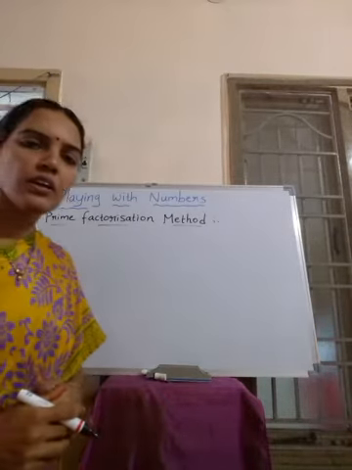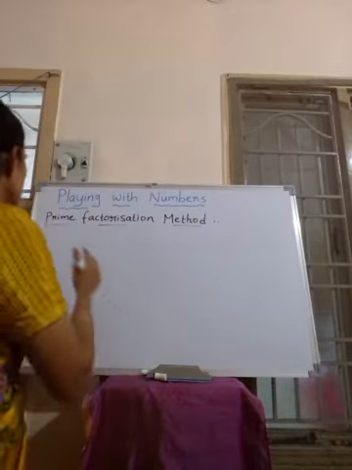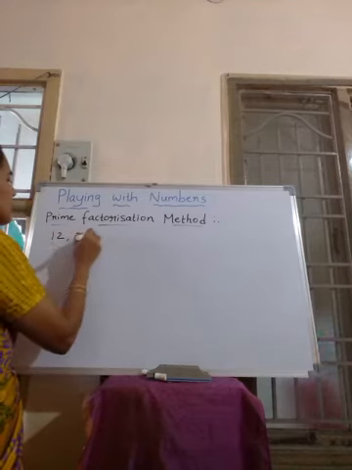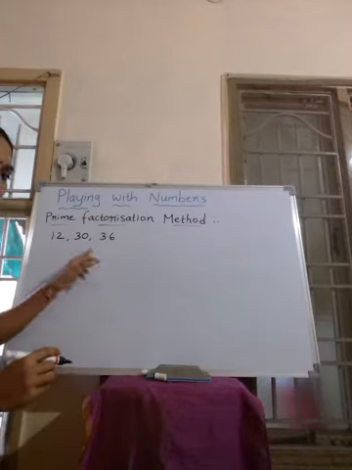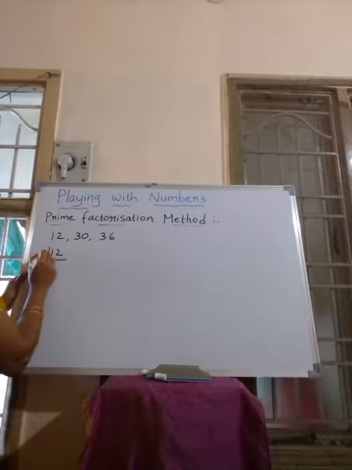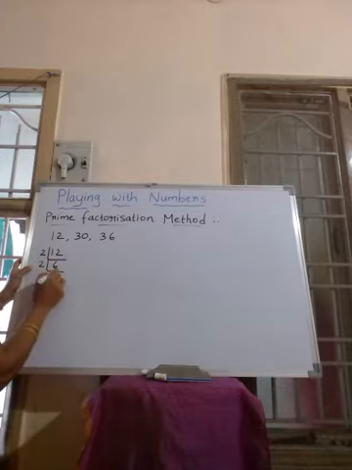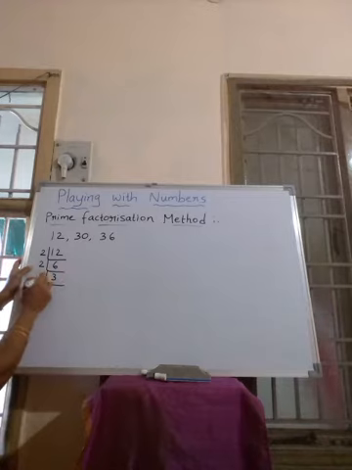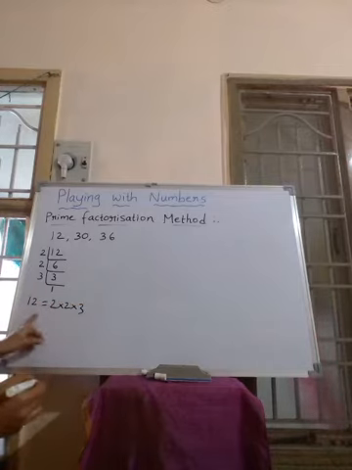Let's see this method. First I am taking the numbers. Earlier we took 12, 30 and 36. Now find the prime factors of each number separately. 12: we only use prime numbers. 2 divides 12, giving 6. 2 divides again, giving 3, and 3 divides 1 time. Therefore the prime factors of 12 are 2 into 2 into 3.